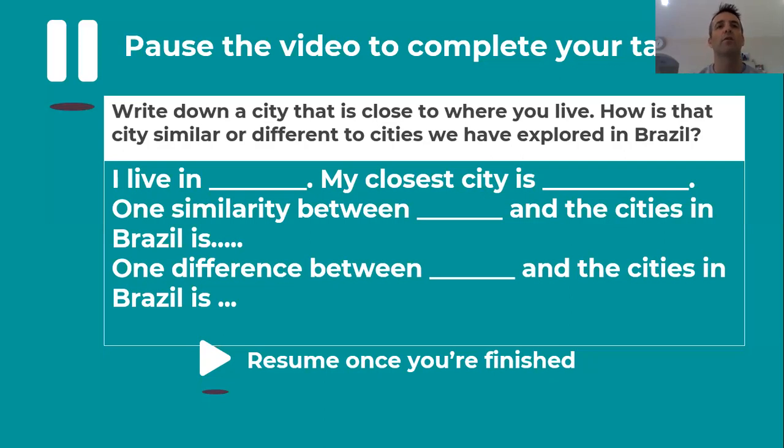Another similarity is that there are lots of different schools and universities within Southampton, and that's the same in cities in Brazil. Now, if I think about a difference between Southampton and cities in Brazil, one difference is that there are no mountains in Southampton, like there's Sugarloaf Mountain in Rio de Janeiro. So that's a physical feature that is different between those two cities.